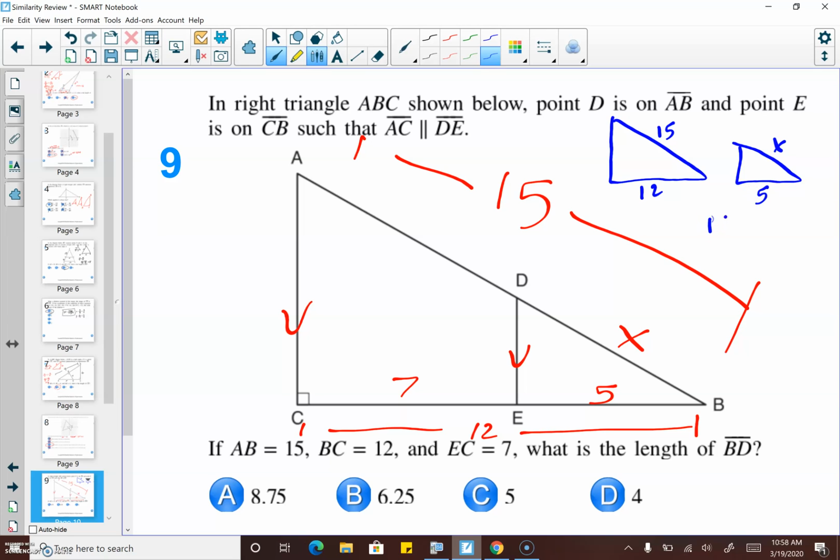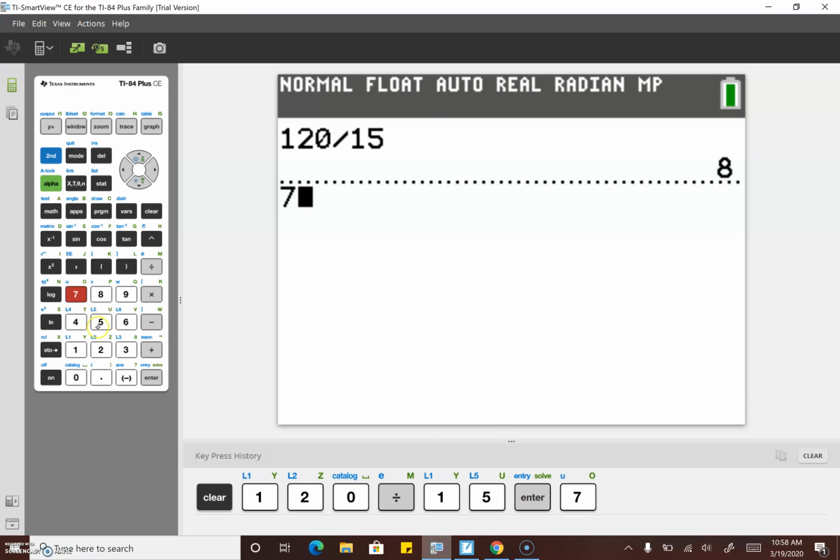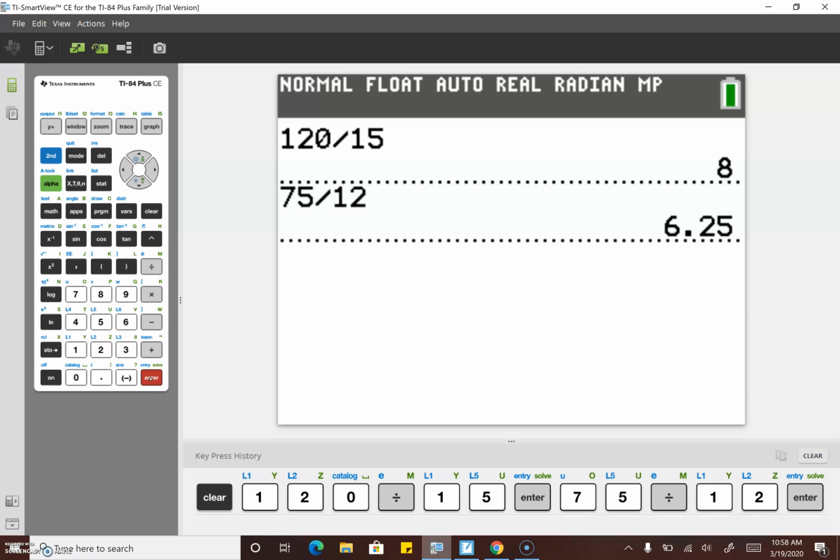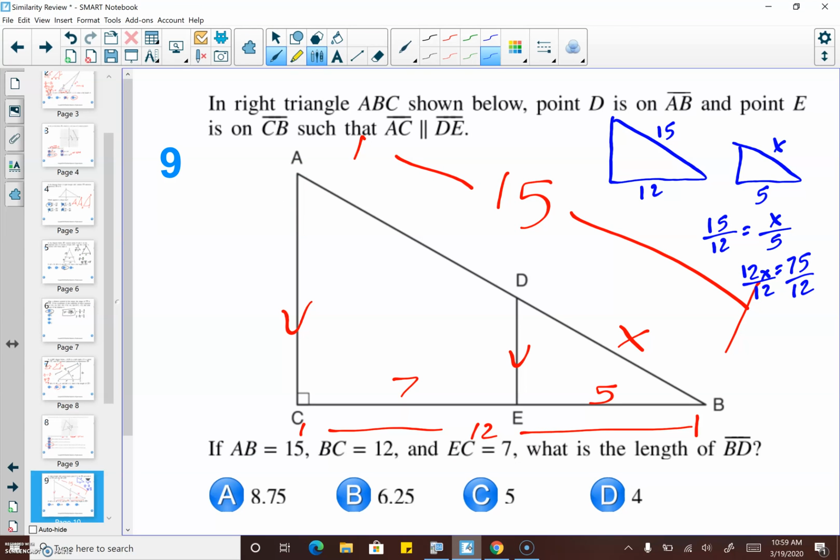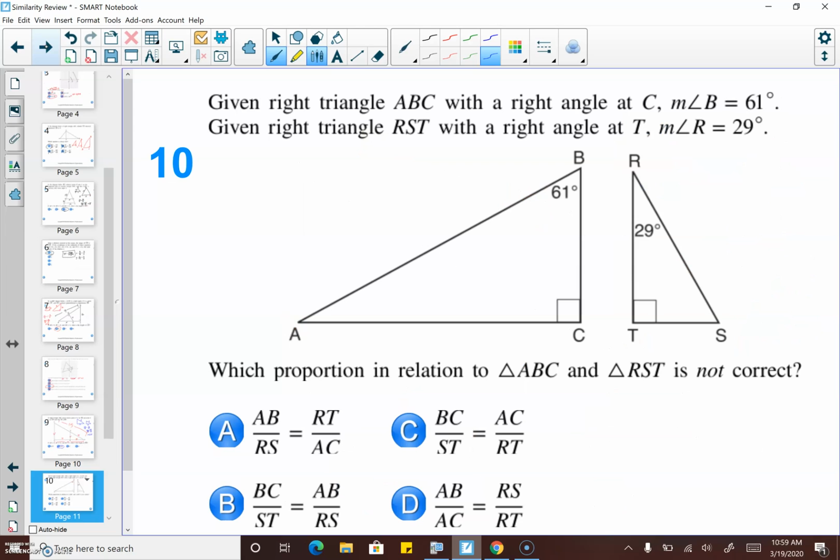Now we have matching or corresponding segments. So then we can cross multiply. So 15 over 12 equals X over 5. We cross multiply, we get 12X equals 75. Divide both sides by 12. And obviously we're going to end up with a decimal here, and we end up with a length of 6.25. Okay, so again, before you split your triangle, sometimes it helps to fill in any missing pieces of information.